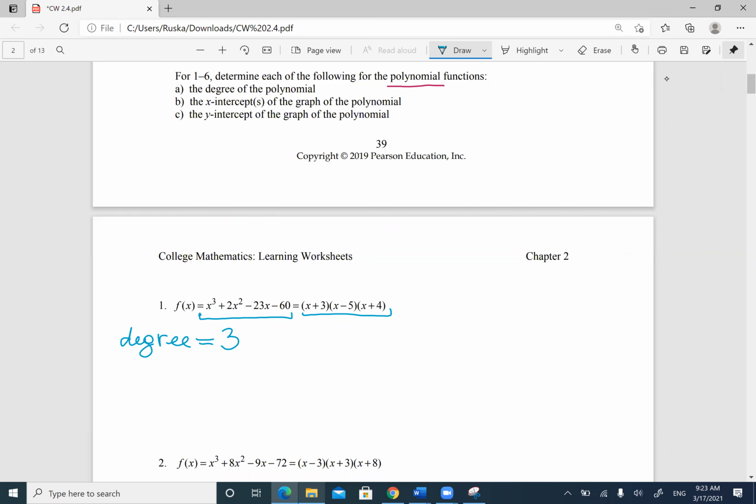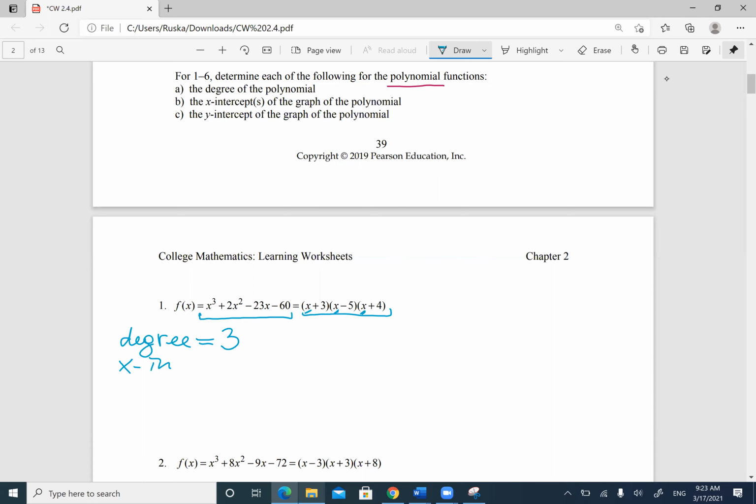Also, if you are given only the factor form, you're going to see how many factors with x you have. You have 1x, 2x, 3x. So when you multiply x 3 times, it's going to be x cubed. So that tells you the degree of the polynomial is 3. That's all. Then we have to find the x-intercepts.